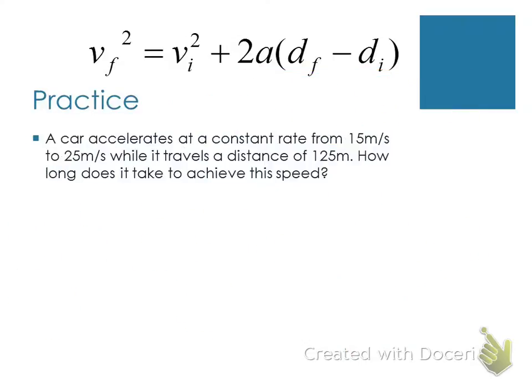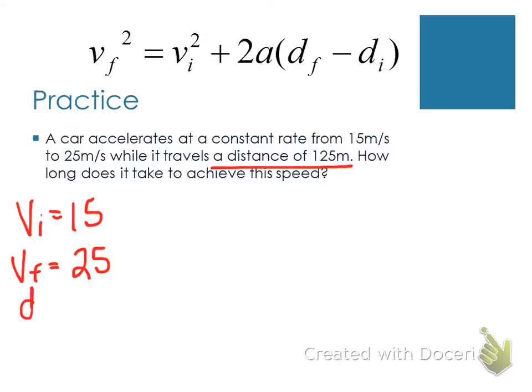All right, so let's pick out our variables here. Initial velocity is 15 meters per second. Good. Final is 25. Very good. And what do we know about this? Final distance. Distance final. Good. And then distance initial would be 0. Very good.